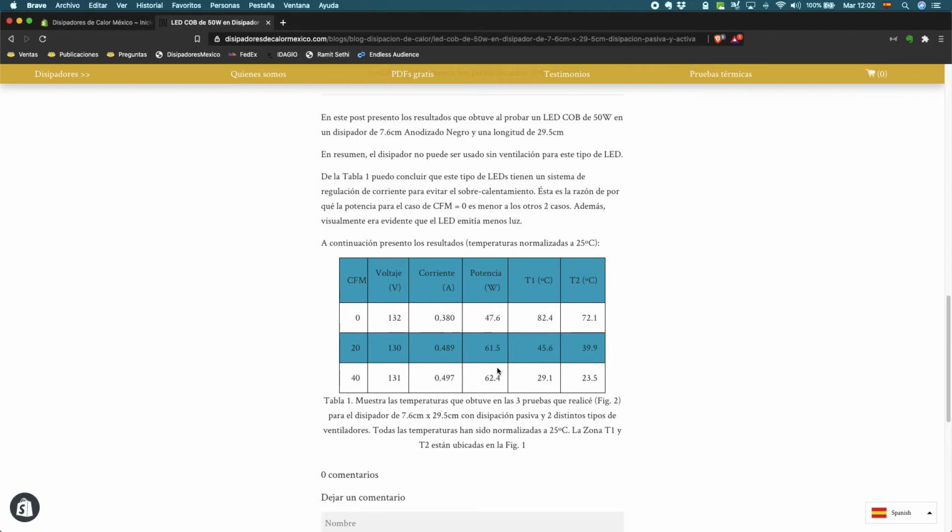For both cases of the fans, the temperature is lower for the 40 CFM fan in comparison to the 20 CFM fan as expected, but the power draw is almost the same. So in this kind of operation, if you want less noise, you can use the 20 CFM fan, and if noise is not an issue and you want a lower temperature, you can use a 40 CFM fan. And that's it for this week.